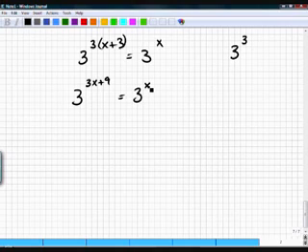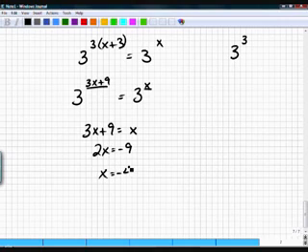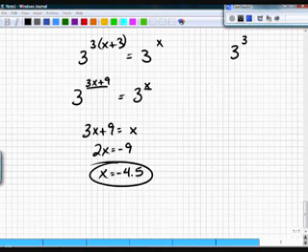Now let's use that whole common sense stuff that everybody looked at me funny for. If 3 to this power equals 3 to this power, then obviously 3x plus 9 must equal x. And then you just solve it. 2x is negative 9. X is negative 4.5. Any questions?